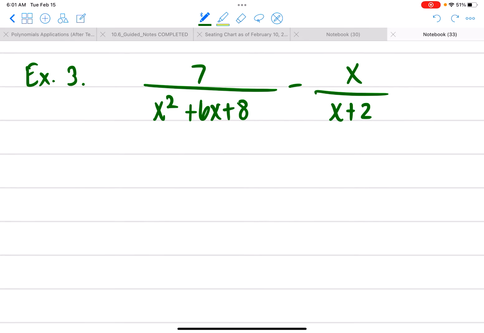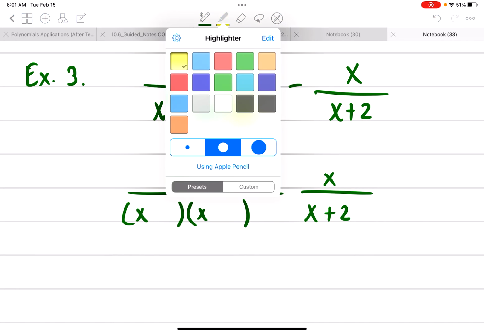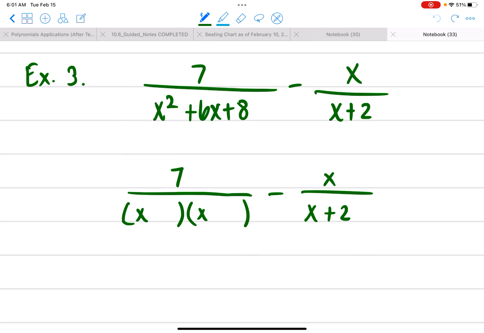Example number 3. This is one where I wouldn't necessarily just multiply this by this. What I would do is I would actually factor the left side if you're able to. So you can actually factor this left side here. The right fraction we're going to leave alone. Okay, can't really do anything on the right fraction. But on the left fraction, you can actually take x squared plus 6x plus 8, and you can factor that. So that's going to break down into x. We would want two numbers that multiply to make 8 and then add to make 6. So that would be like 4 and 2. Positive 4 and positive 2.